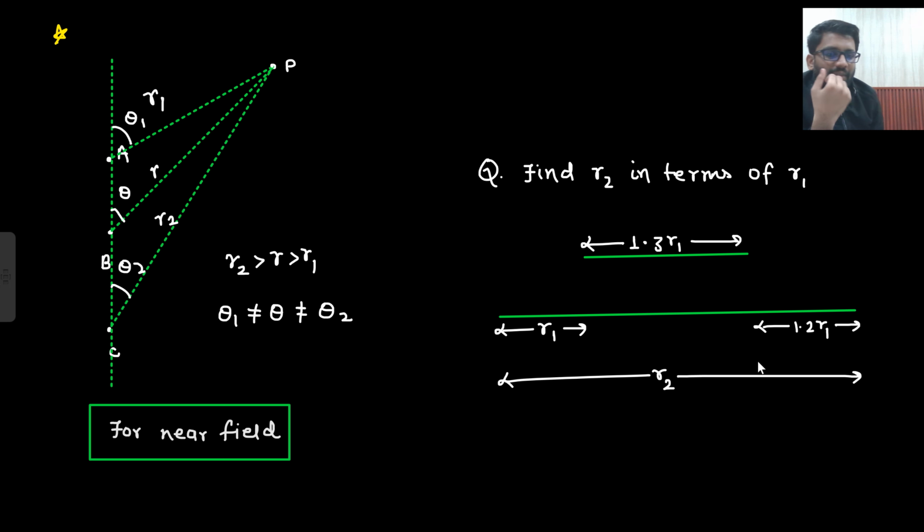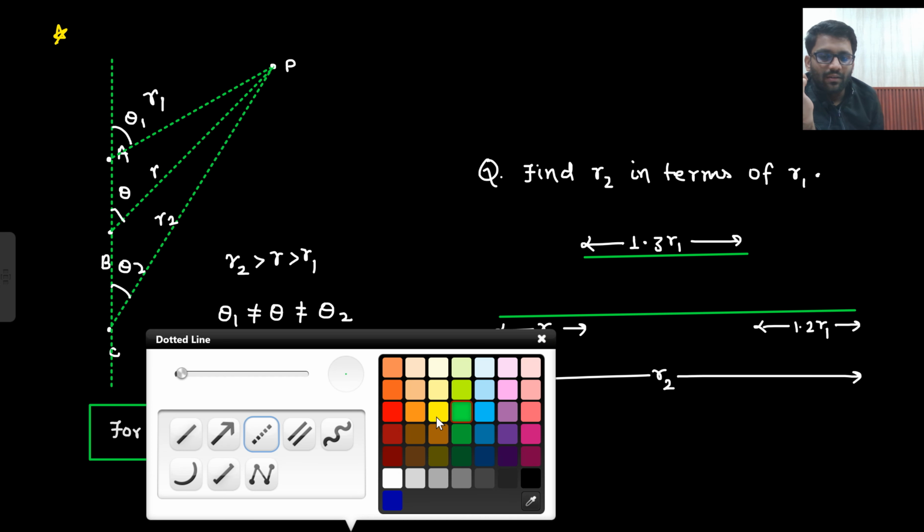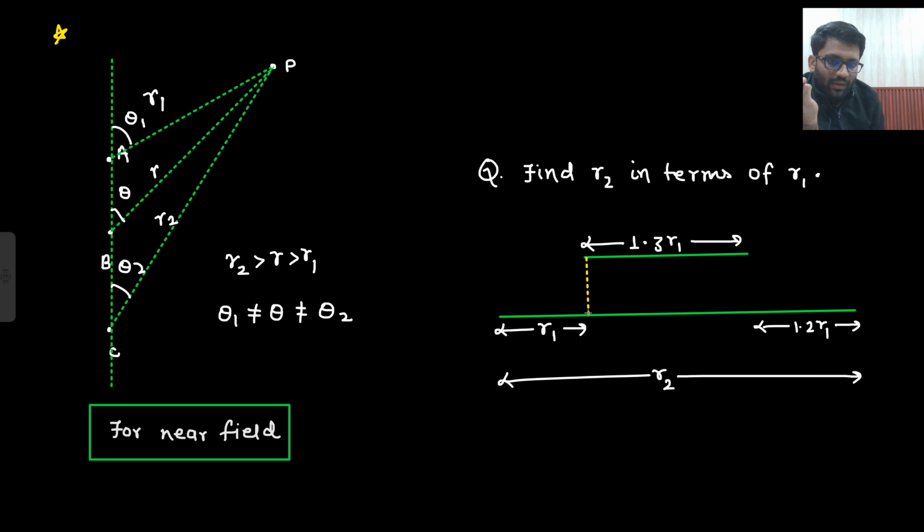Now there is a very simple mathematics question. You need to find R2 in terms of R1. What you need to find is the length R2 in terms of R1. So what is the way to do it? From the shorter line, you will draw a perpendicular on the longer line.